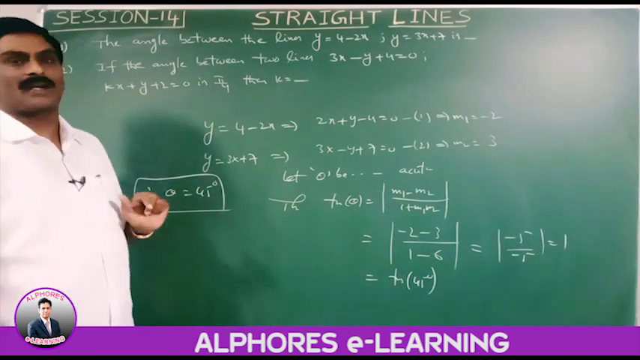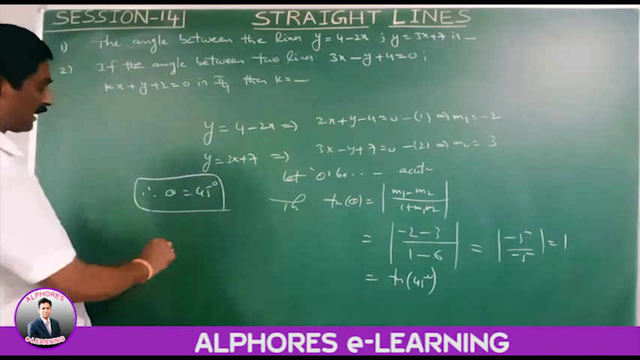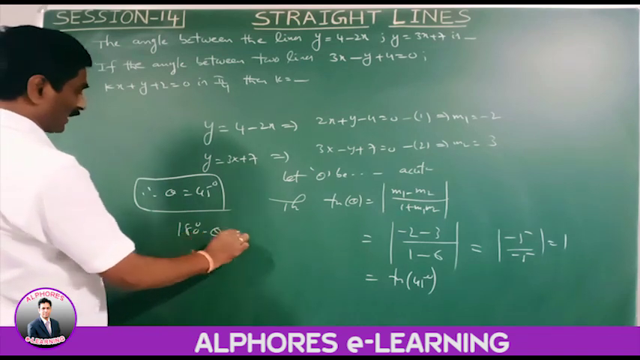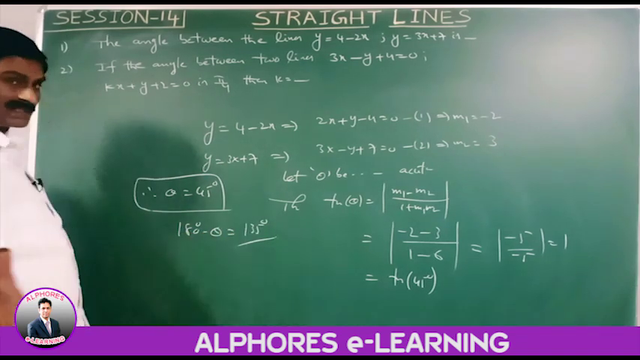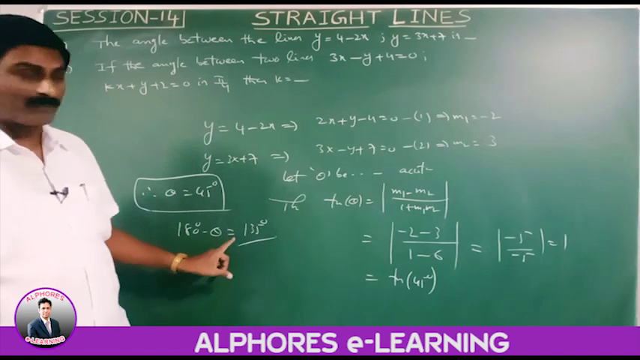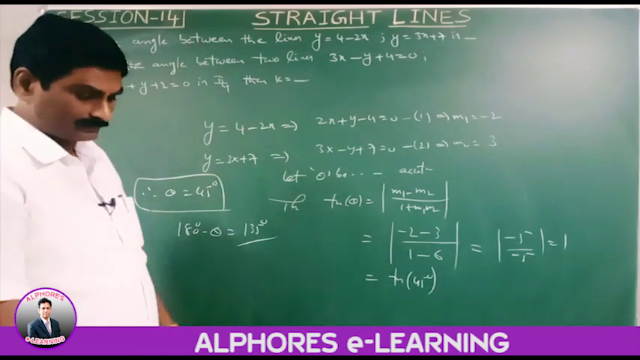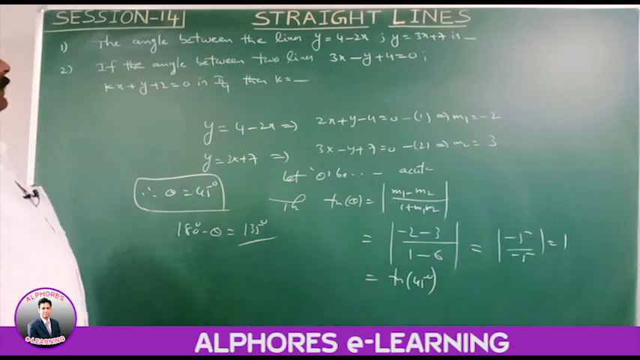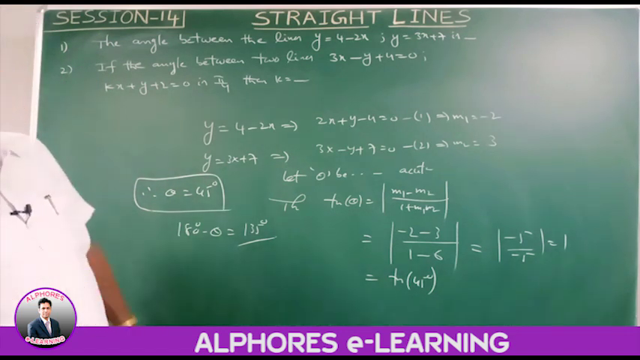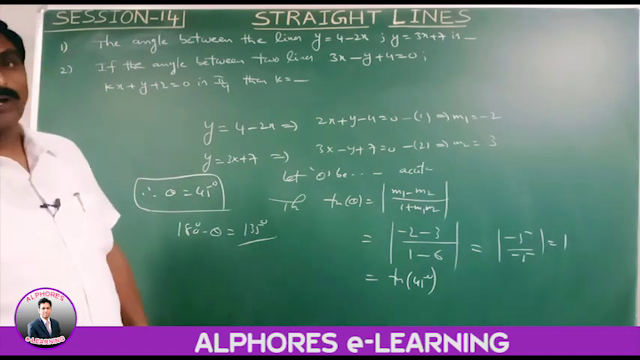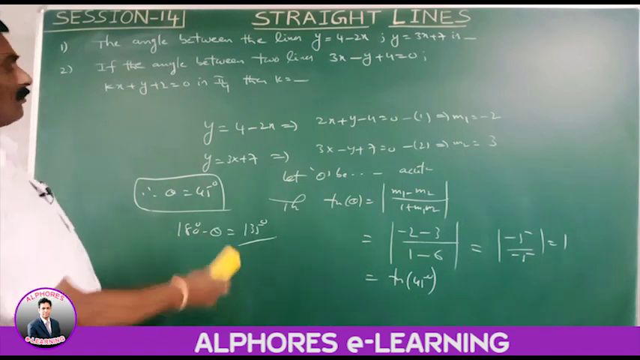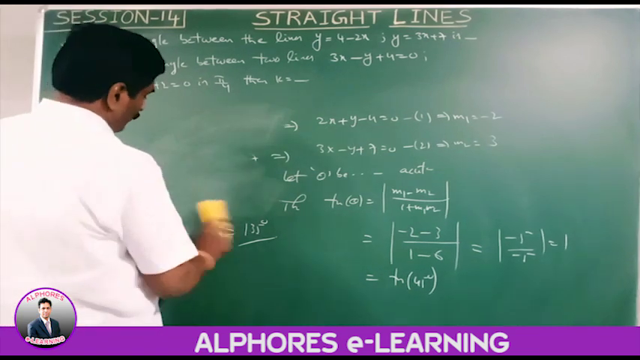One of the angles is 45 degrees. What is the other angle? 180 minus theta. The other angle is 180 minus theta, that means 135 degrees. That means pi by 4 and 3 pi by 4 are the angles between the two lines. Please note this value. If the lines are given, first we find m1, next m2, and use the formula tan theta is equal to mod of m1 minus m2 by 1 plus m1 m2.